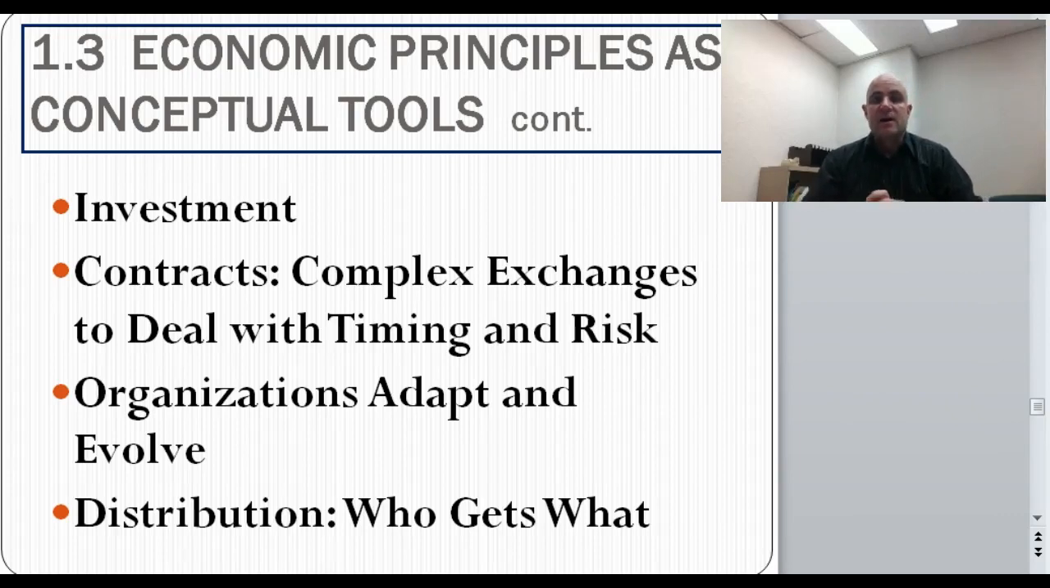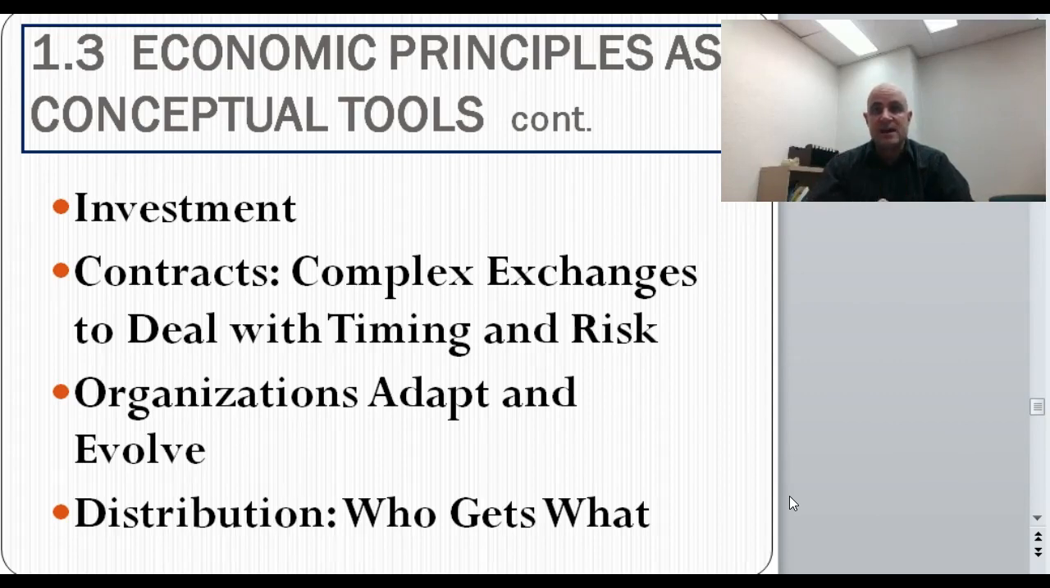Contracts, basically we look at insurance contracts that are very complex. It's timing, there's risk involved. And we'll talk more about that with insurance. Now, organizations, both on the insurance side and on the provider side, are constantly adapting and evolving. When the Affordable Care Act was enacted, these facilities, these companies, they needed to adapt. Now, the other thing is distribution. Who gets what? Who gets the healthcare services?